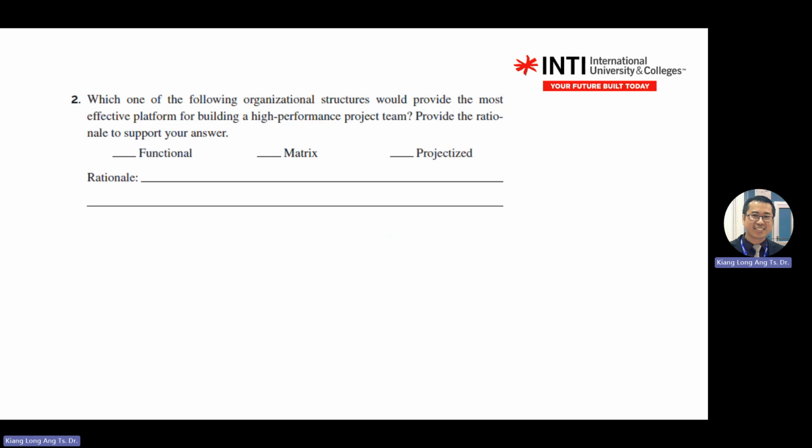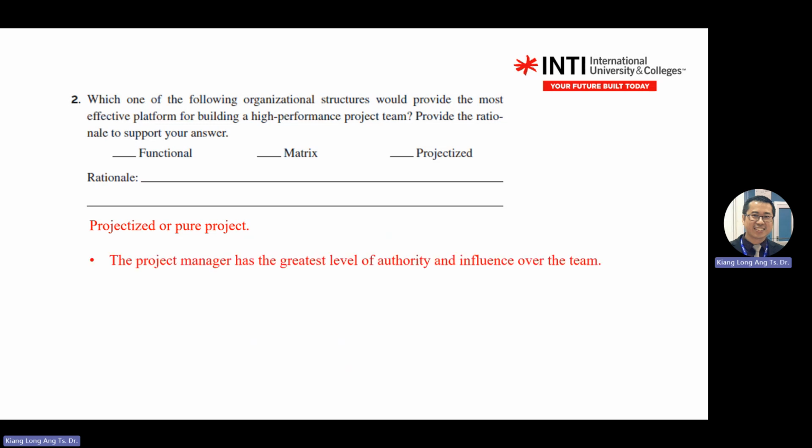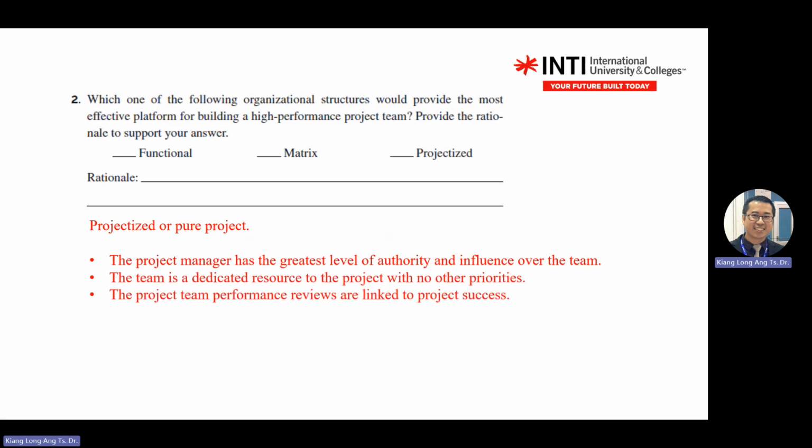So what do you think? Which one? Project team. Of course, not functional already. So if we focus on project, then choose project. The reason is because you look for the advantages of the project team. So advantages for project organization.